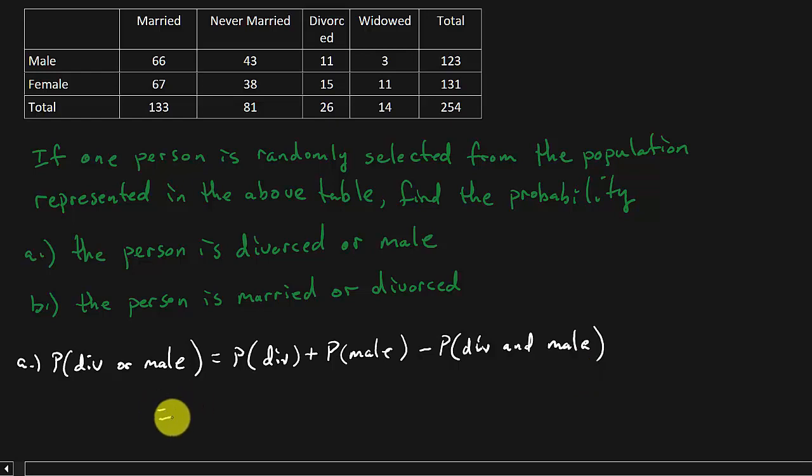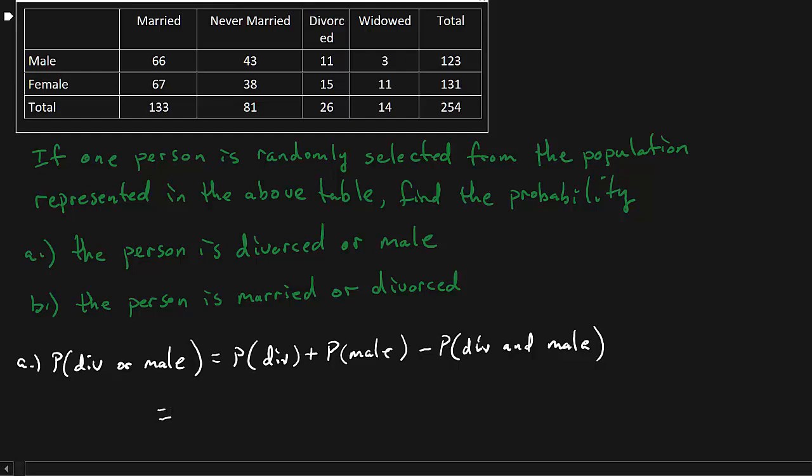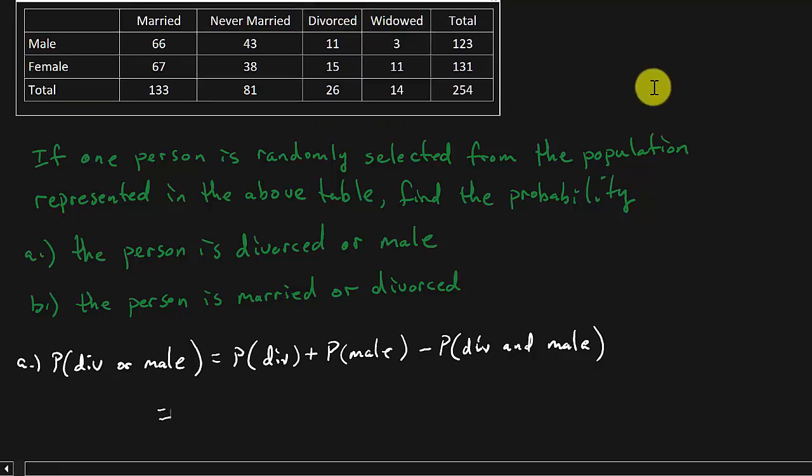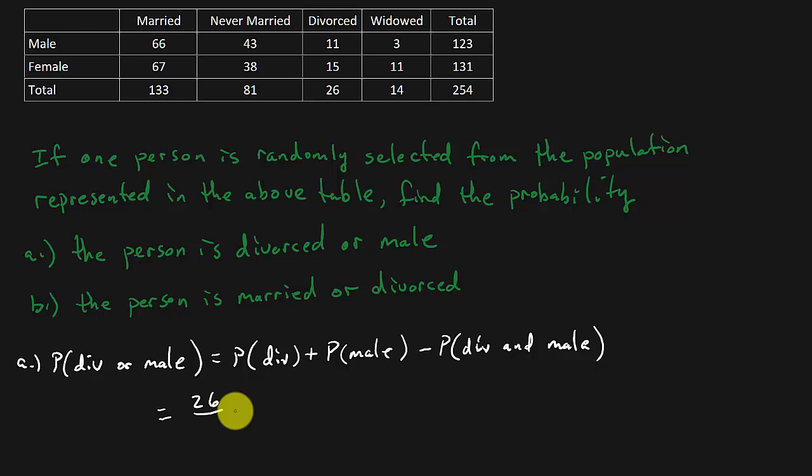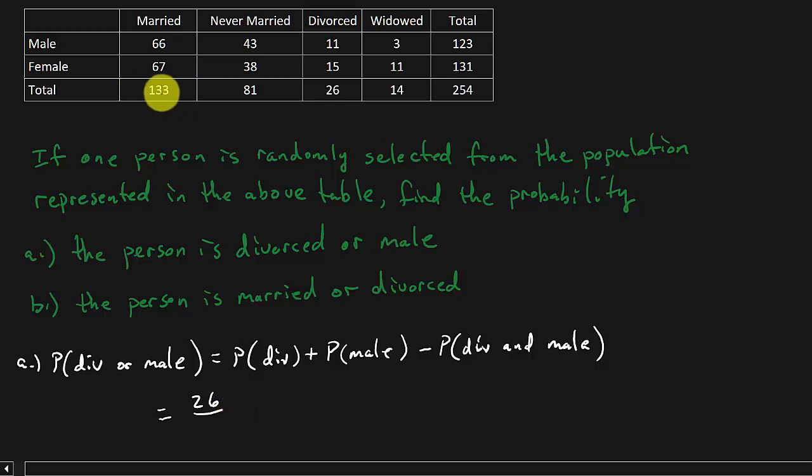So what's the probability that someone is divorced? Okay. Well, here's the column for divorced. All right. Let me see if I can widen that a little bit. There we go. So here's the column divorced. So how many people are divorced? Well, there's 11 plus 15. That's 26 total are divorced. So that's 26, divided by the number possible. Well, see, it's nice in this one because they tell us the total, this 254.